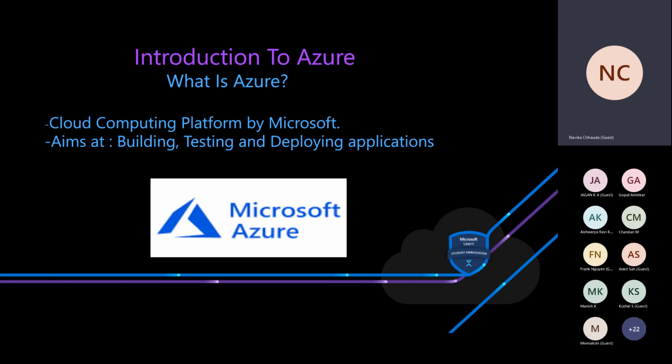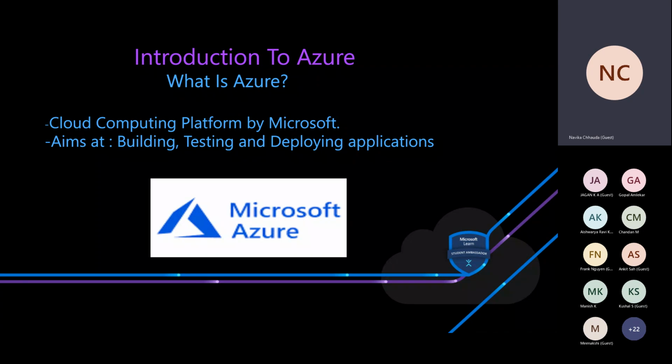Now, what is Azure? Yes, we know it is a cloud computing platform by Microsoft, a very simple definition. And what does it aim at? It aims at building, testing and deploying applications. I hope this much you would be able to understand now that we have understood about cloud computing. So, this is something very easy. Cloud computing platform by Microsoft is Azure, and it's aiming at building, testing, and deploying your applications.